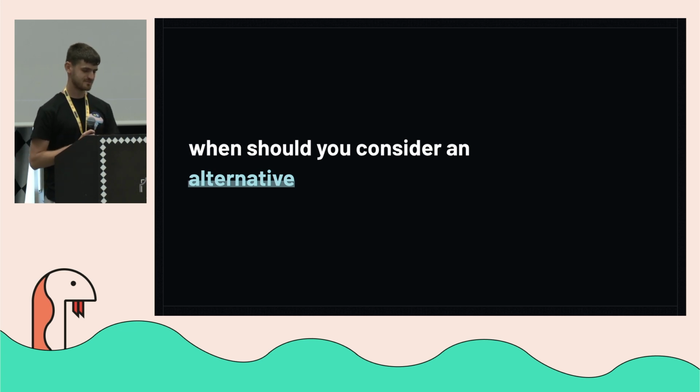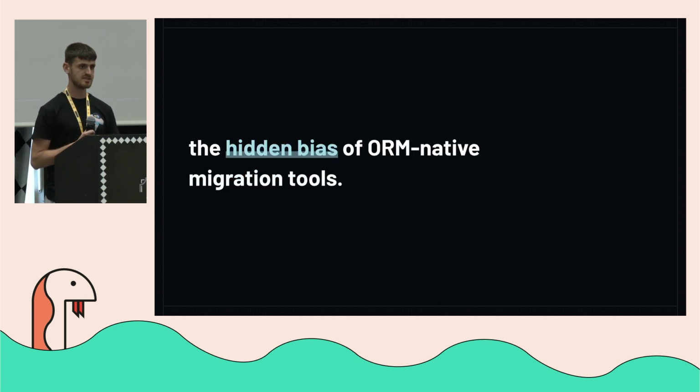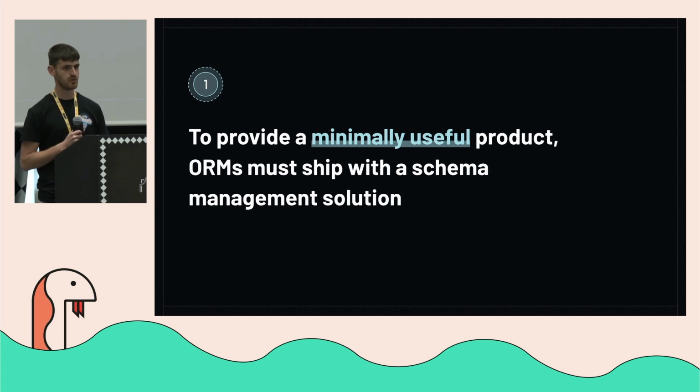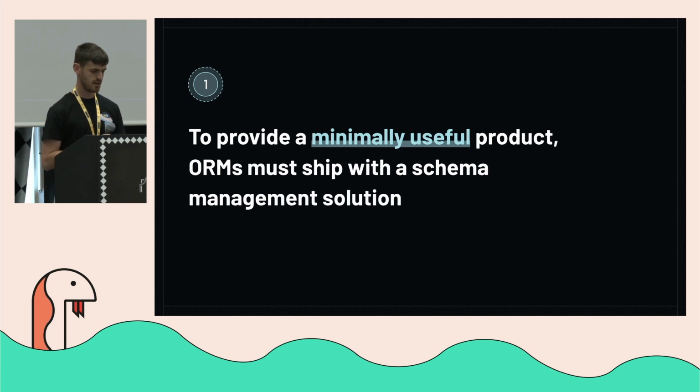To explain this, I want to introduce a concept that in Ariga we often call the hidden bias of ORM native migration tools. And there are 2 points to that. First of all, we are stepping into the shoes of an ORM maintainer for a minute. In order to provide a minimally useful product, I have to ship my ORM with some kind of schema management solution, right? If I'm only giving my users a way to interact with database schemas, but not a way to create and manage them on the database, then my ORM is basically useless.